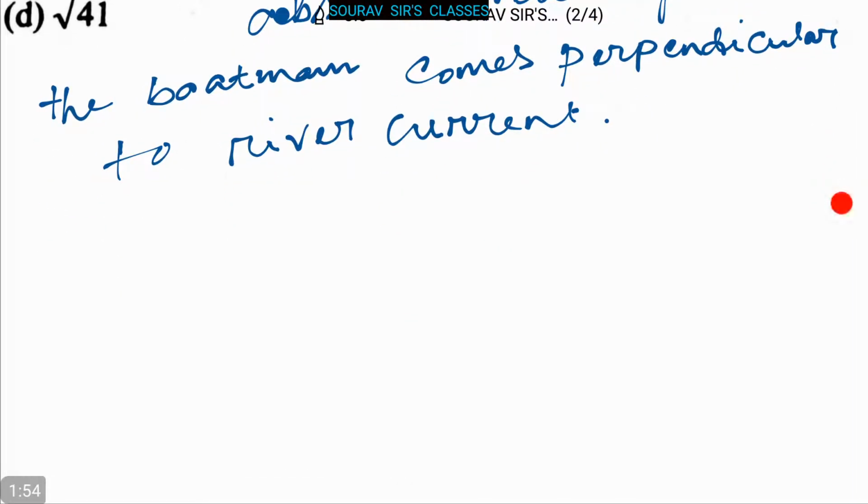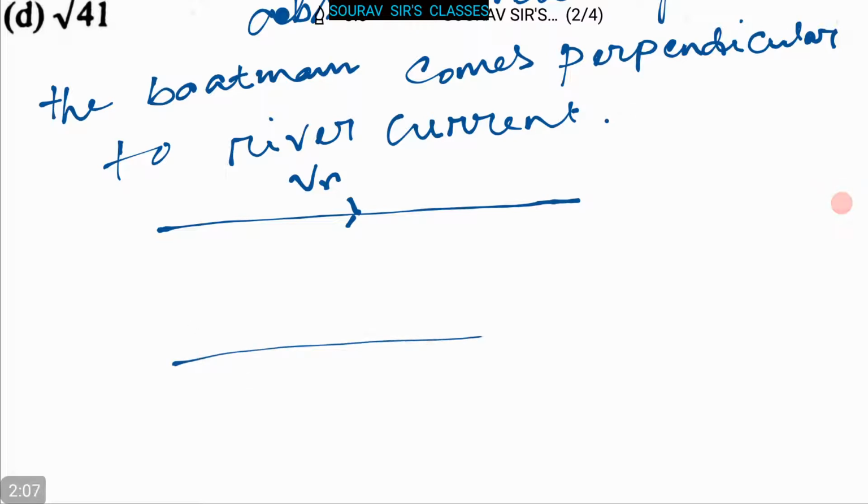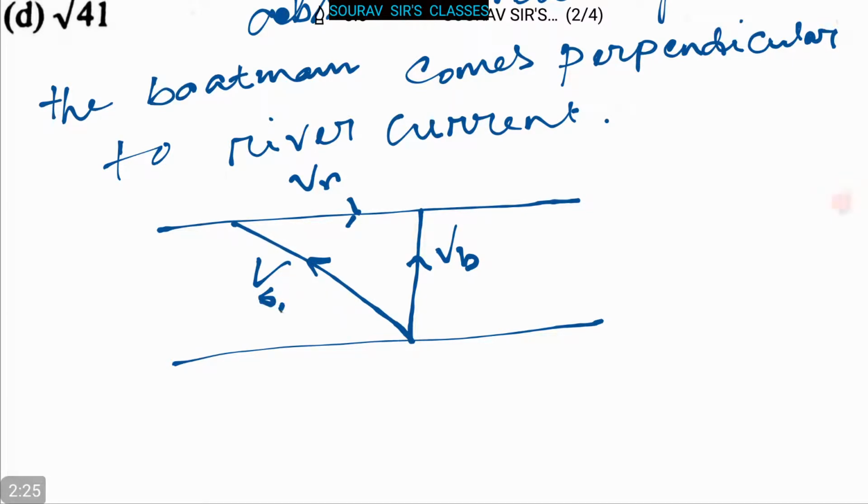Okay, so let me draw it. Let us assume VR is the velocity of the river, and the perpendicular is the velocity of the boatman, and here is the VBR. This is the river current.